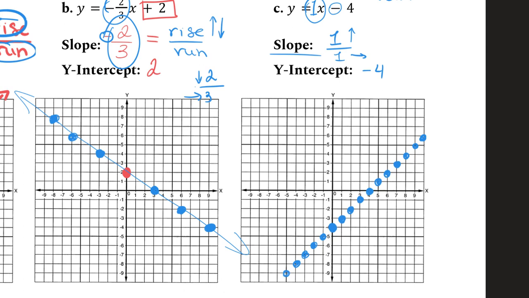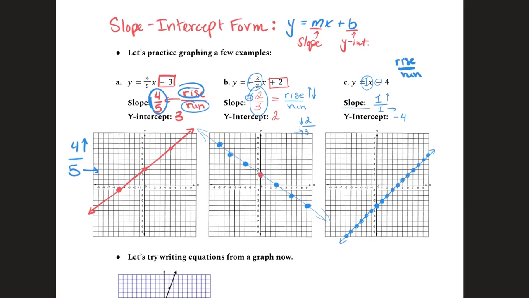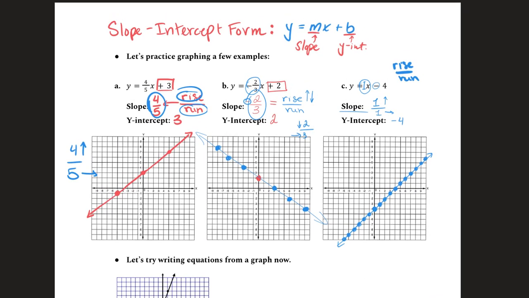Anytime you have a slope of 1, you're going to be able to fill in quite a few points. That's how we do it. There you go. Those are our first 3 lines that we have graphed. Hopefully that didn't feel too bad.